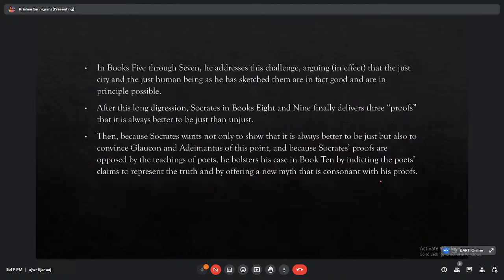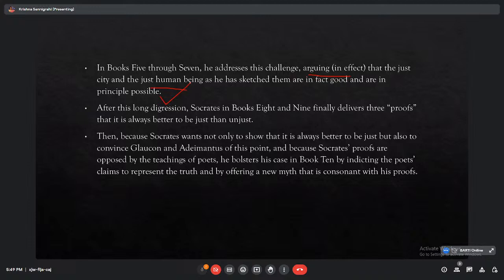In Books 5 through 7, he addresses this challenge, arguing in effect that the just city and the just human being, as he has sketched them, are in fact good and are in principle possible.